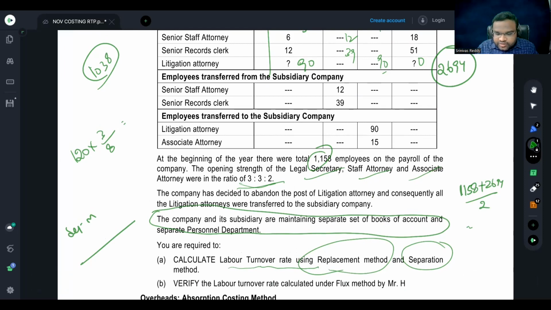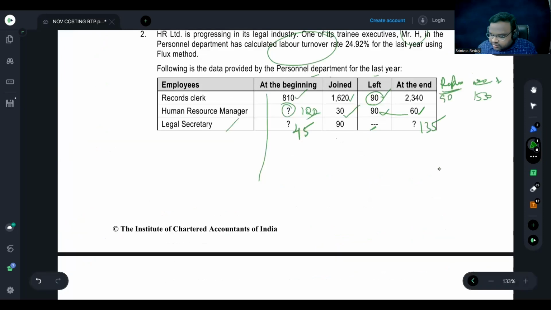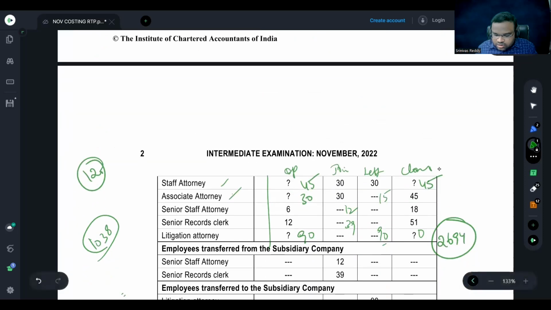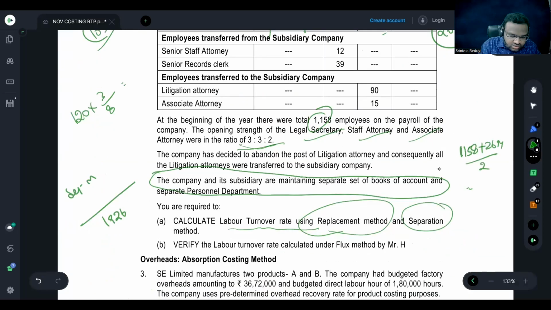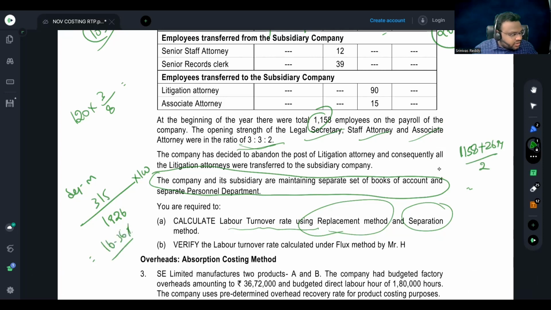Add the number of separations that left. 90 plus 90, 180. 30 plus 15 plus 90. So 315, into 100. So how much are you getting for separations? 315 divided by 1926 into 100. How much? 16.36%. 16.36% under the separation method. Now let us come to the replacement method.